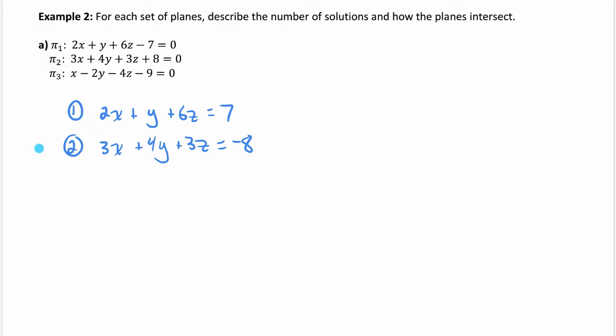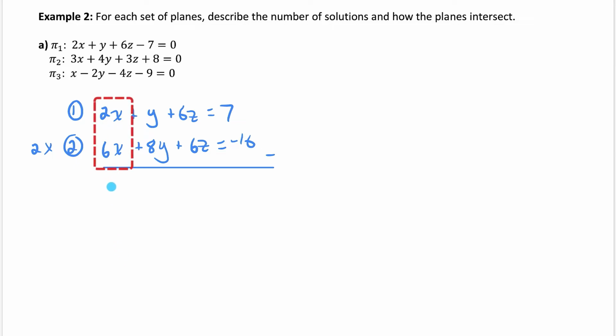In order for the z's to eliminate, I need the z of equation 2 to have a coefficient of 6, so I'm going to multiply it by 2. So let me go ahead and multiply all the terms of equation 2 by 2. And now because the coefficients are both positive 6, they're the same sign, I know subtracting will eliminate the variables. So I will subtract all of the like terms.